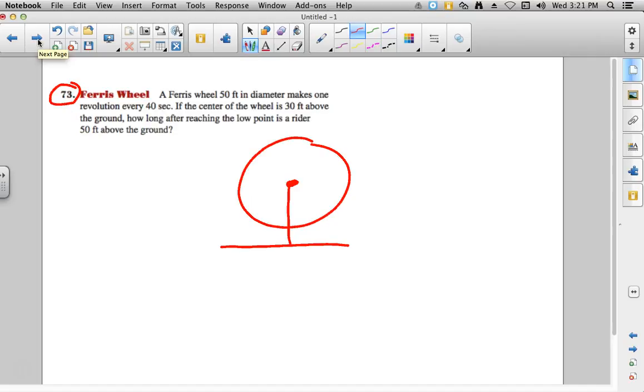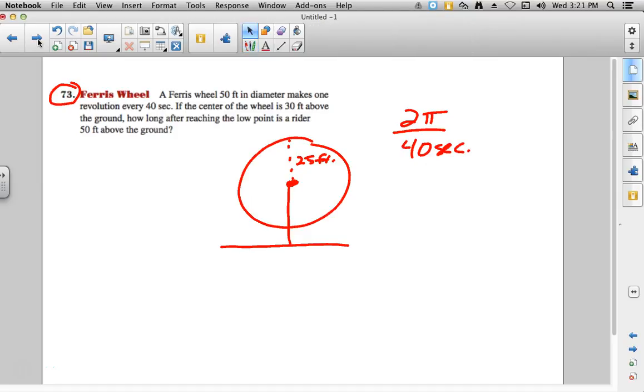A Ferris wheel 50 feet in diameter makes 1 revolution every 40 seconds. So if it's 50 feet in diameter, it's 25 feet for its radius. And it said it makes 1 revolution for every 40 seconds. So that tells me it's going 2 pi every 40 seconds. That sounds like something that's going to come in handy in a little bit. If the center of the wheel is 30 feet above the ground, all right, so this was 25 feet. This must be 5 feet right here.